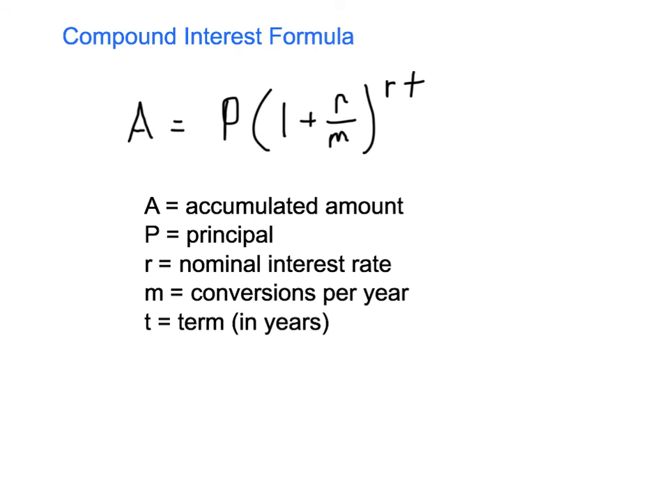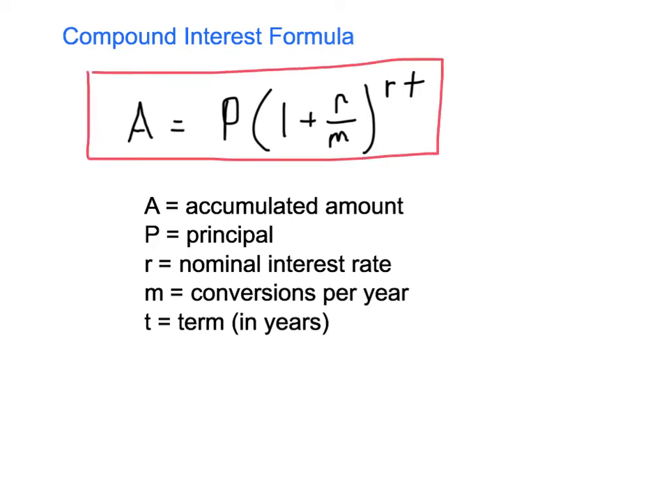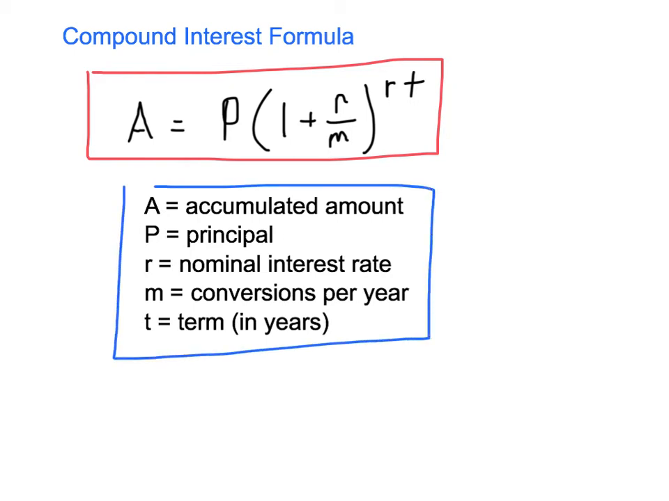So let's go ahead and make this our official formula for compound interest. We'll put a red box around it the way we did on the last screen. And you can see here that I've indicated what these variables in the formula represent. So A is the accumulated amount, P is the principal, R is the interest rate, and then M, remember, is the number of times per year that we're going to make this calculation. We call it the conversions per year.